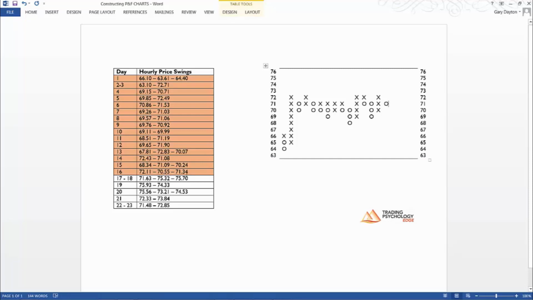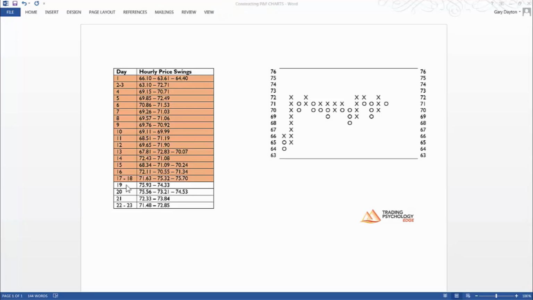And then the market rallies up to 71.34, but that doesn't mean much for us on our point and figure chart because we can't push up to 72. It's not enough. So we stay here at 71 for the day.